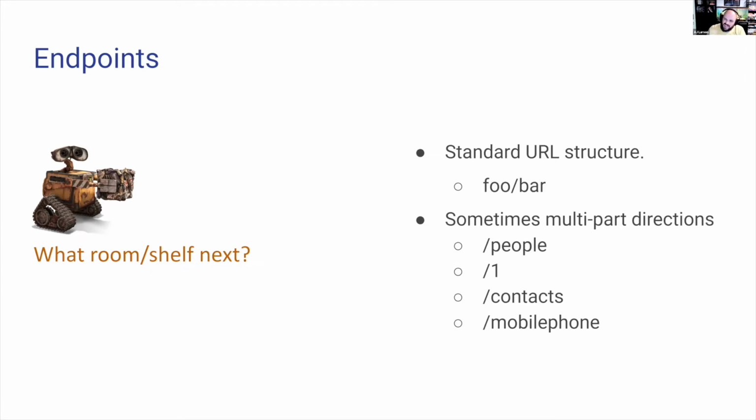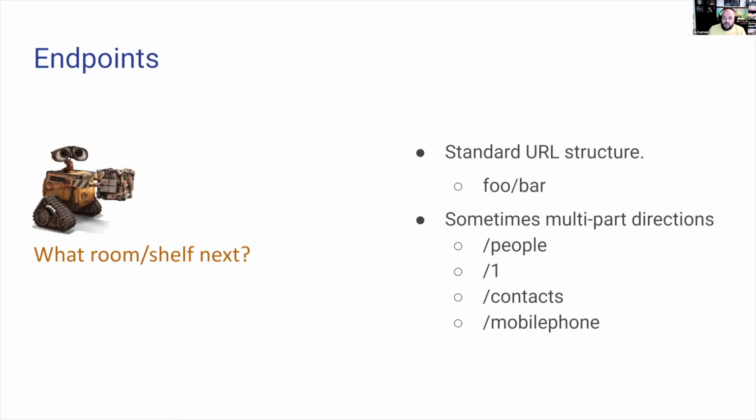And it's going to be kind of that tail end of the structure. So on that Amazon search, it was just /s or just s. Kind of depends on how things are coded. It's all semantics, doesn't really matter. It was the S endpoint. Foo/bar could be an endpoint. We've got multi-part directions here, like /people/for/contacts/whatever. Like it can be long and ugly.